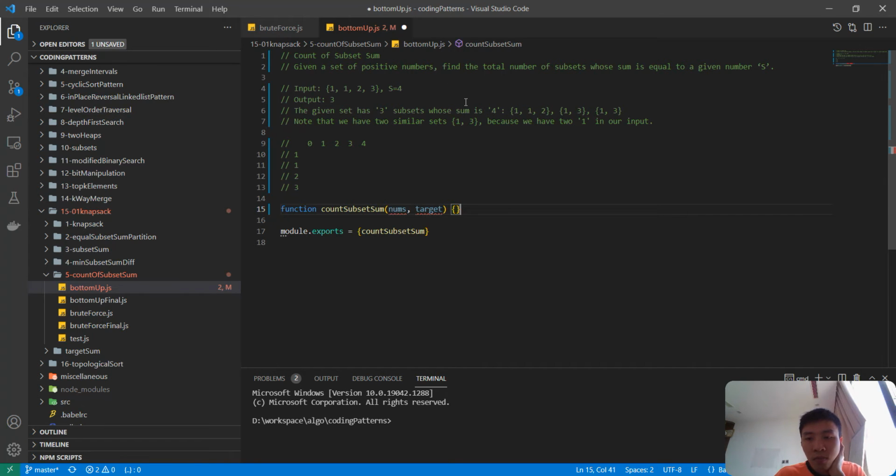So the final problem is to find the total number of subsets whose sum is equal to a given number s. Our subproblem would be, for example, here in this cell: find the total number of subsets whose sum is the given number 0, considering the set of positive numbers including only 1. So for x we only consider 1.